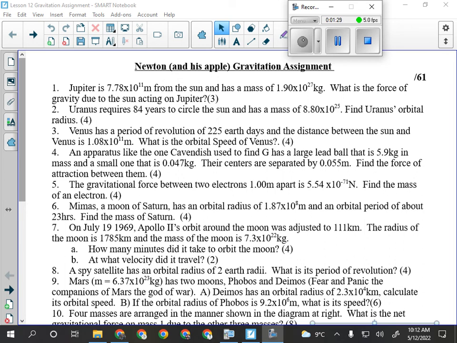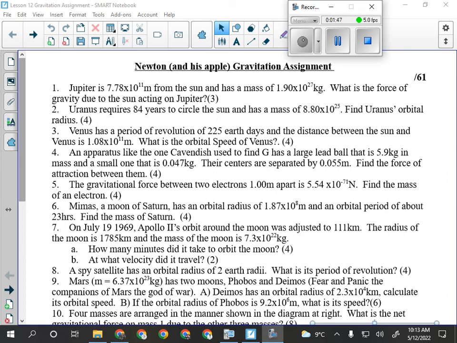In question number 3, you're given the orbital period of Venus, and you are told that its radius, the distance between the Sun and Venus, that is a center-to-center distance, is 1.08 times 10 to the 11, and you're looking for the orbital speed.